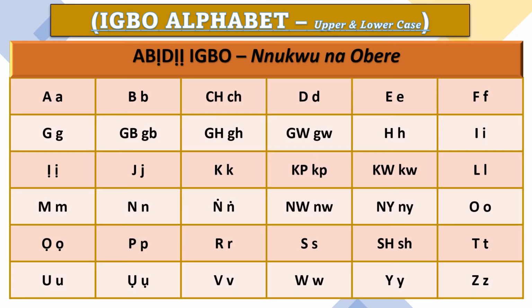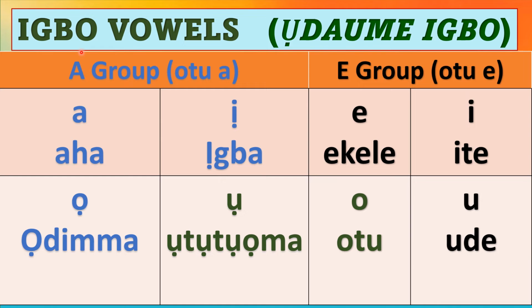Okay, so next we'll be looking at vowels, Igbo vowels. That's Oda Ume Igbo. Same as in English, we have the A group and the E group. So Otu A na Otu E. The A group, that's Otu A, they are A, E, O, O. I listed just one example each.